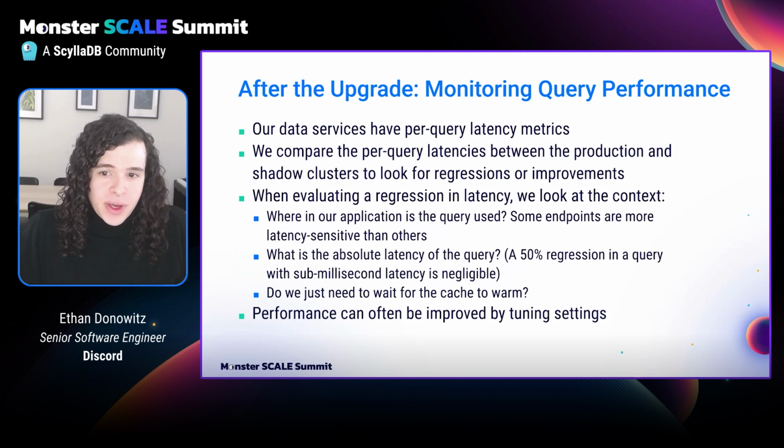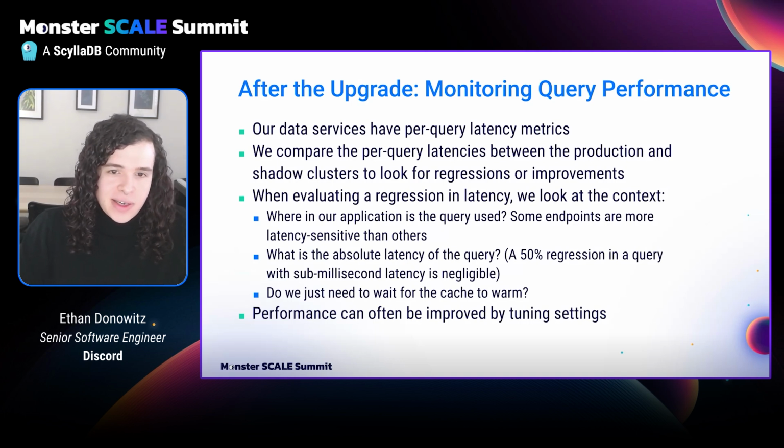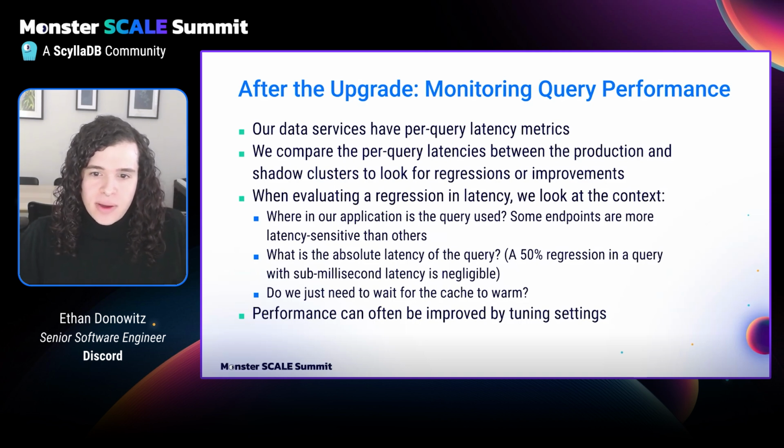So where in the application is the query used? Some endpoints are more latency sensitive than others, and sometimes we can just tolerate a latency regression. What is the absolute latency of the query? So, if you have a 50% regression in a query with sub-millisecond latency, then that's a pretty negligible regression, right? If you have a query that takes 100 microseconds and now it's 150 microseconds, that probably doesn't matter. That's still well under a millisecond.